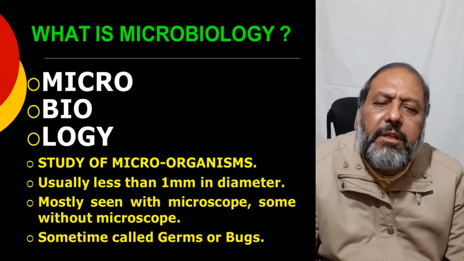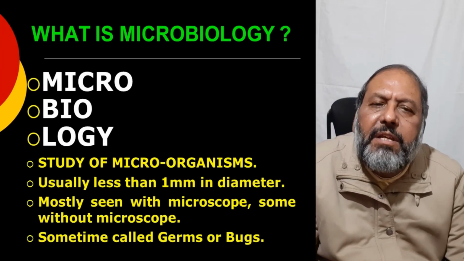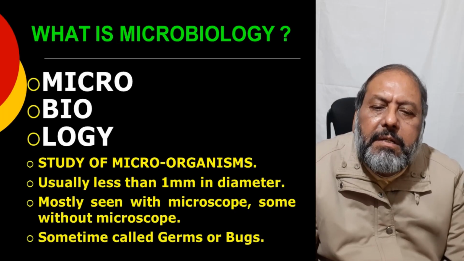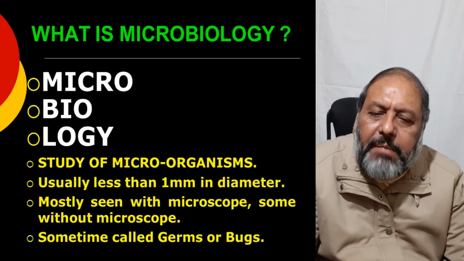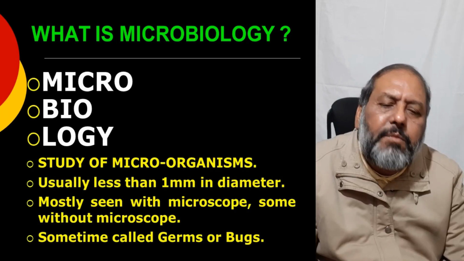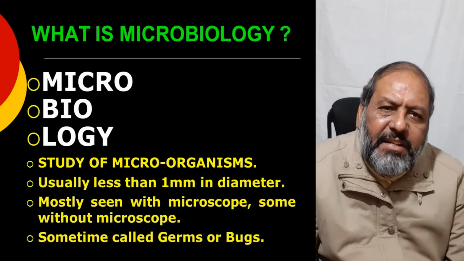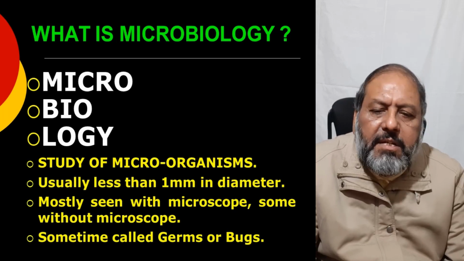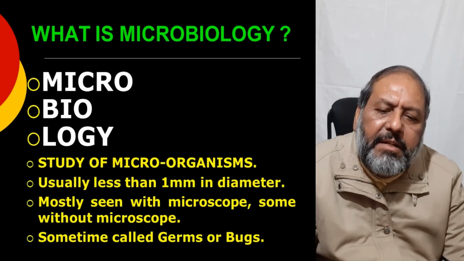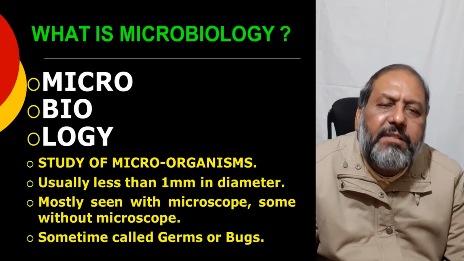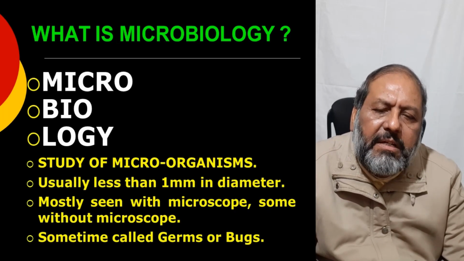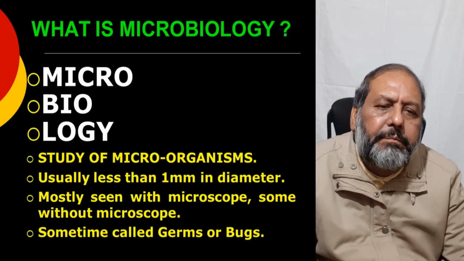Now, what is microbiology? It is the combination of three parts of the word. Microbiology: study of microorganisms, the micro. These are basically less than 1 millimeter in diameter, and these are mostly seen with a microscope, as the name microorganism suggests. Some can be seen without a microscope. These are the worms which can be seen with the naked eye. Sometimes these are called germs or bugs, which is a vague and layman term. Scientifically, it is not true.